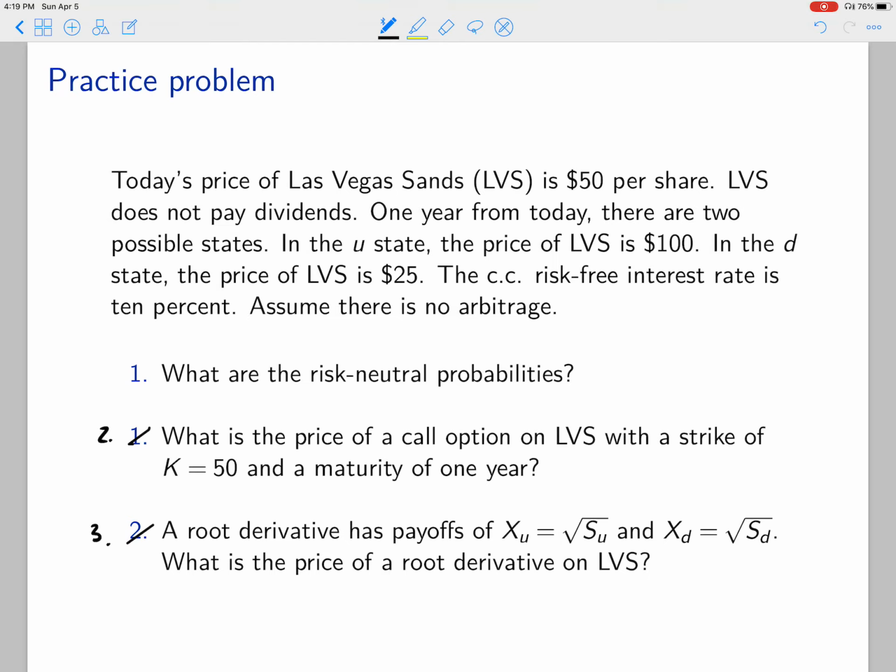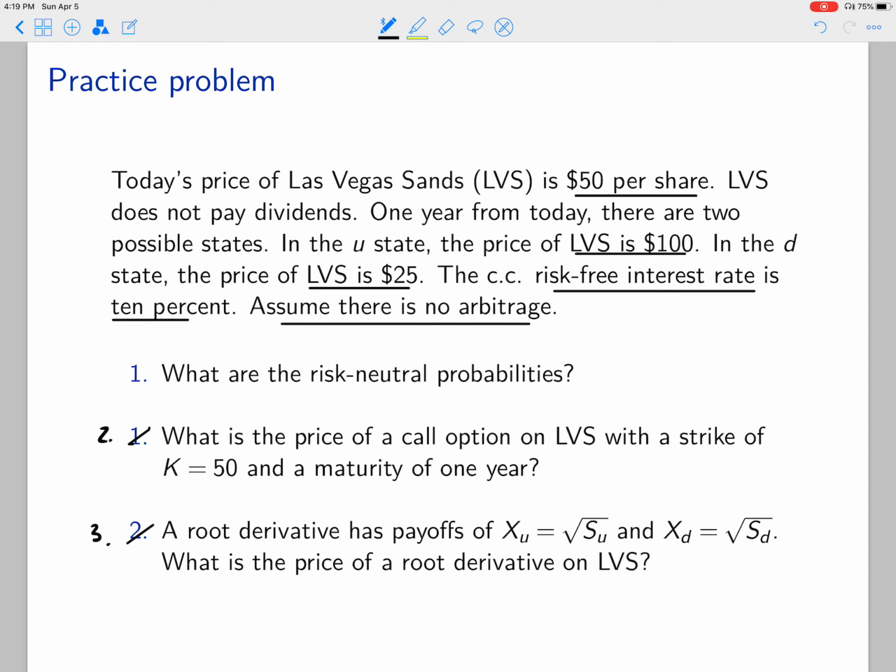Okay, so let's work through the problem. The problem statement is as follows. We have Las Vegas Sands Company. Las Vegas Sands is trading at $50 per share today. It is a non-dividend paying stock. One year from today, there are two possible states. In the U state, the up state, the price of Las Vegas Sands is 100. In the D state, the price is 25. The continuously compounded risk-free rate is 10%, and there's no arbitrage.